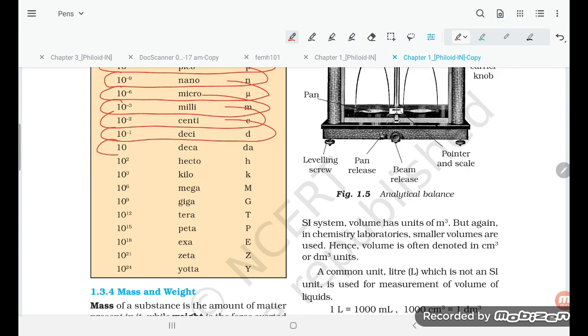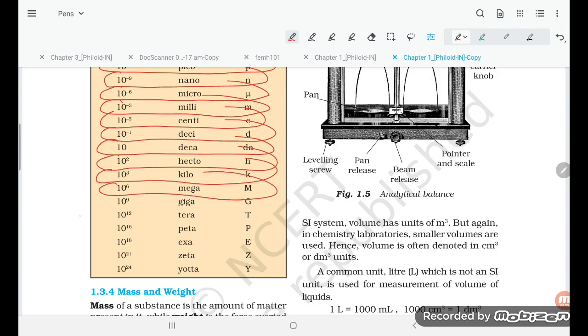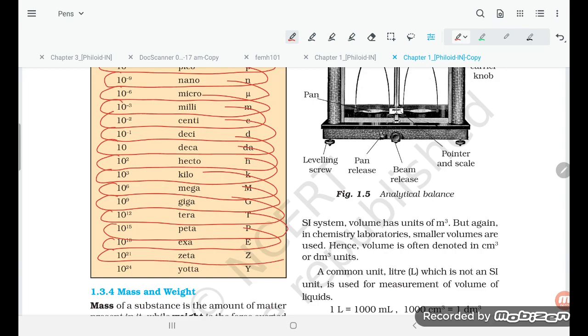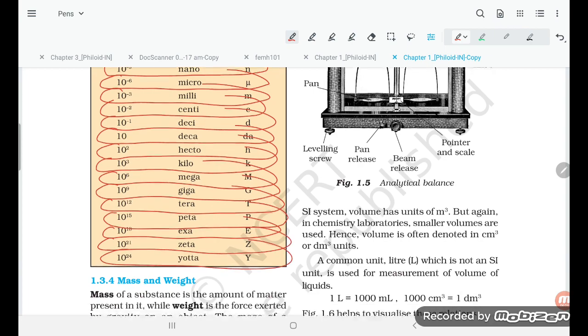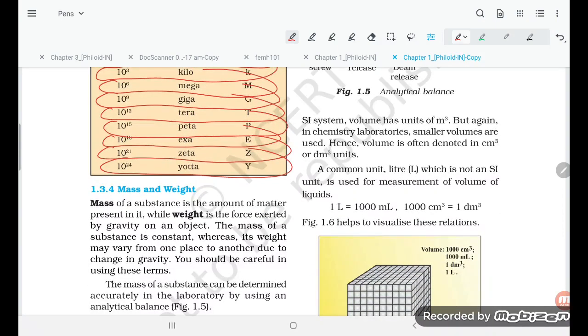10 power minus 1, Deca 10, Hecto 100, Kilo 10 power 3, Mega 10 power 6, Giga 10 power 9, Tera 10 power 12, Peta 10 power 15, Exa 10 power 18, Zetta 10 power 21, Yotta 10 power 24. So these are the prefixes.